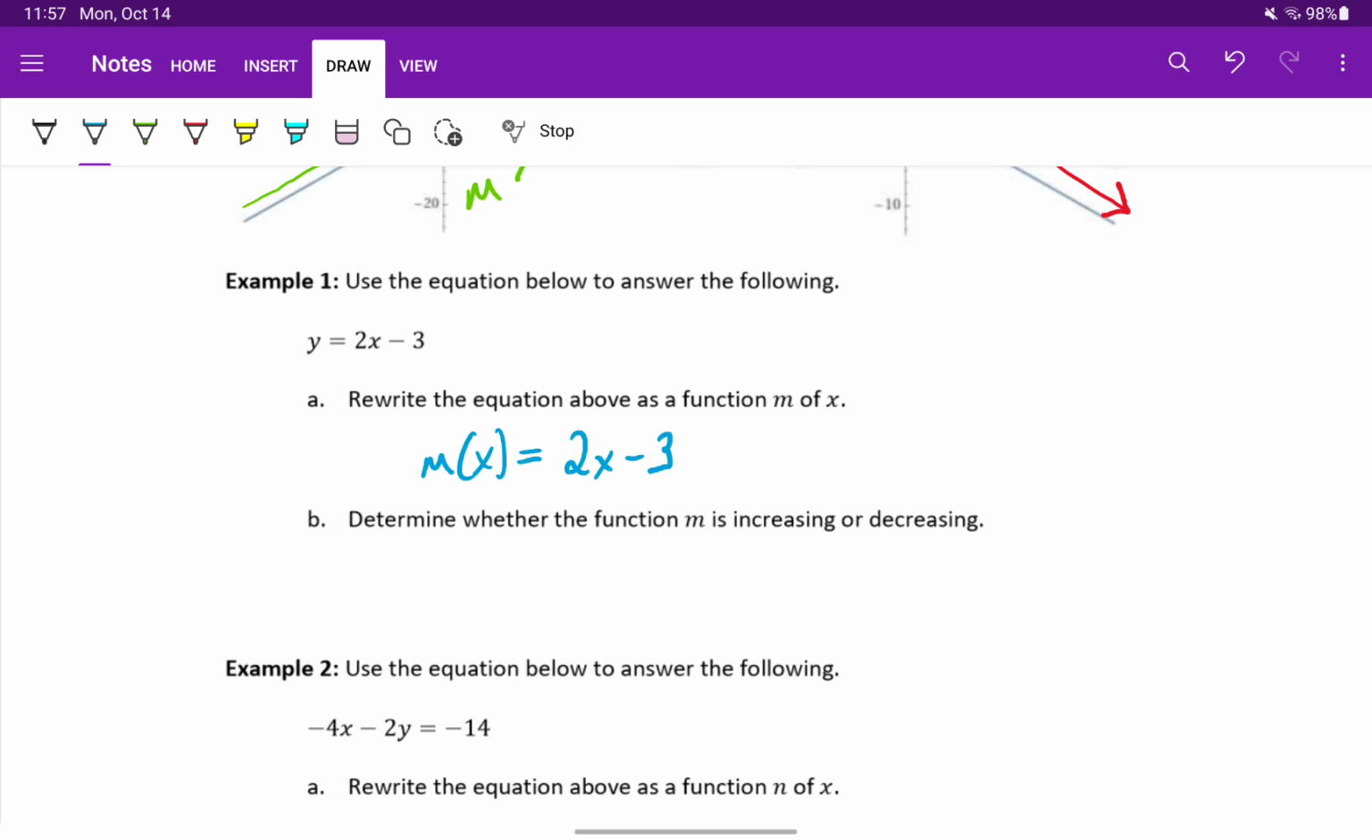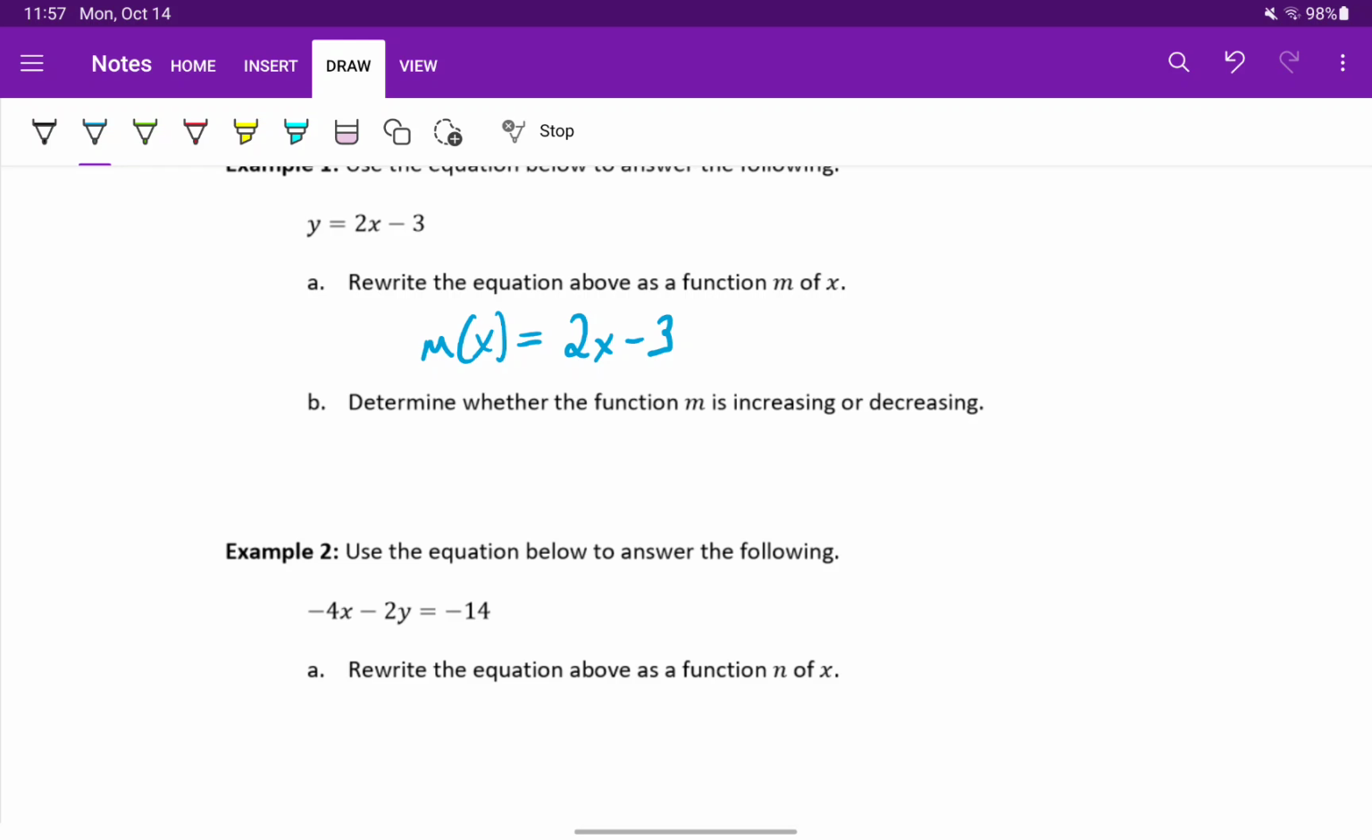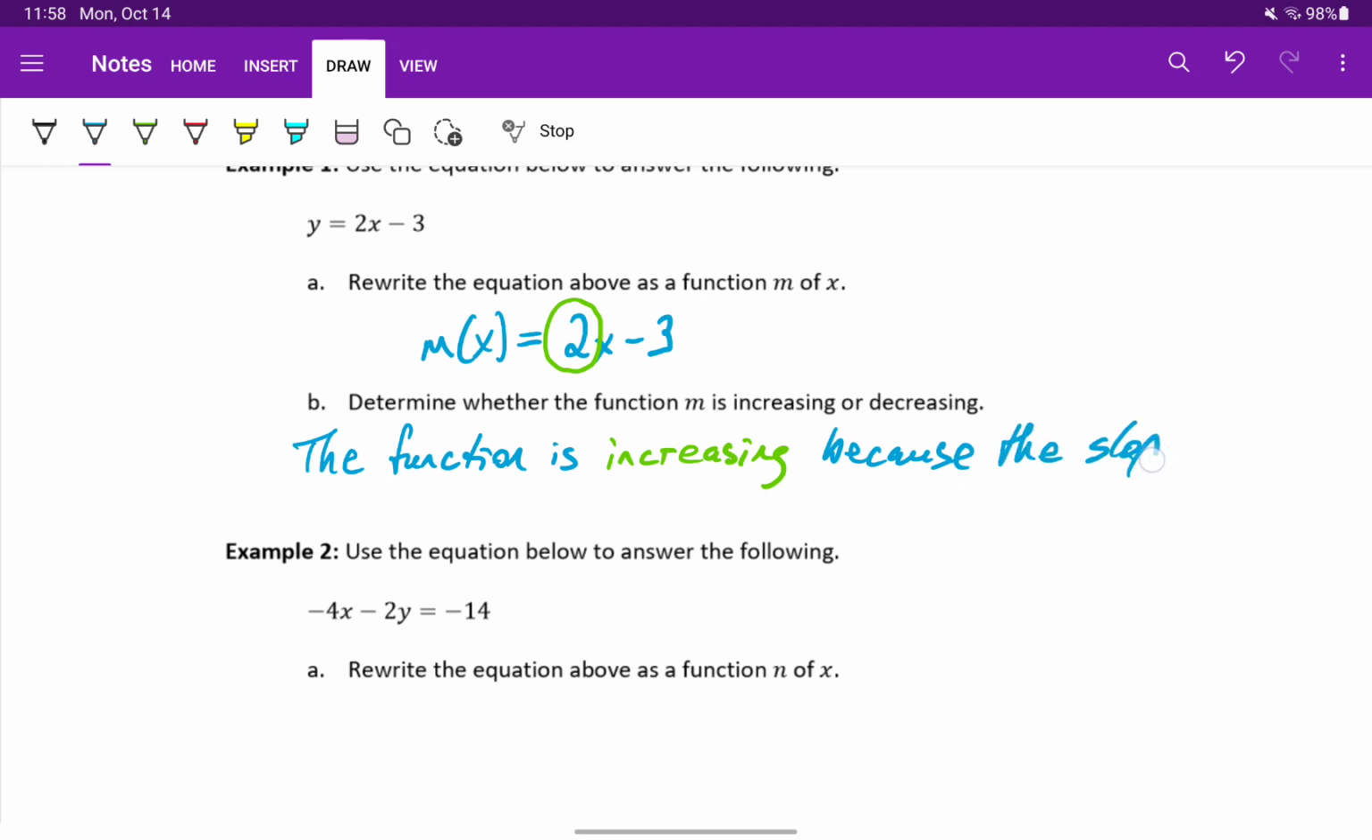Then in part B, we want to determine whether that function m is increasing or decreasing. To do that, we'll look at the slope of our line, which is always the coefficient of our variable term. So here we can say that the function is increasing because the slope, which in this case is positive 2, is a positive value.